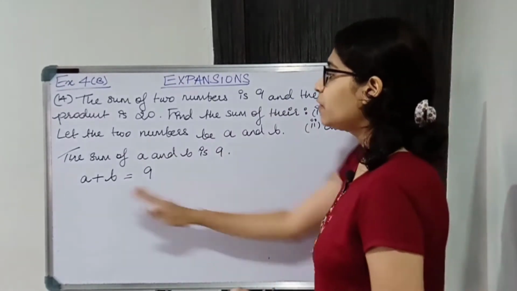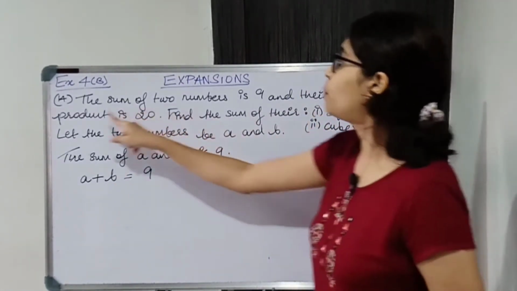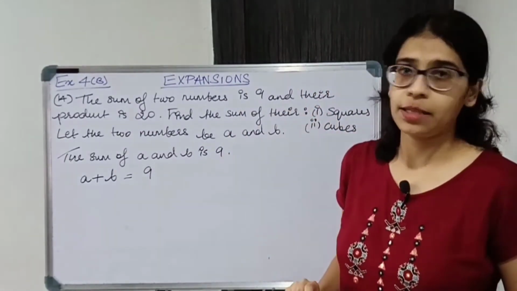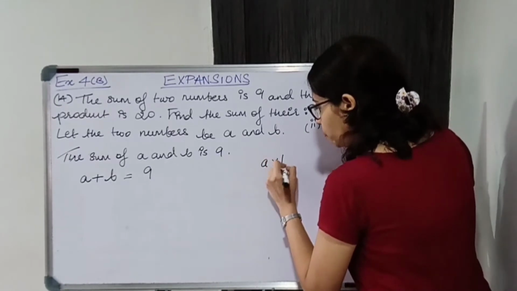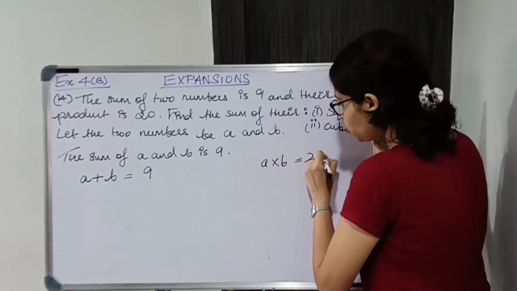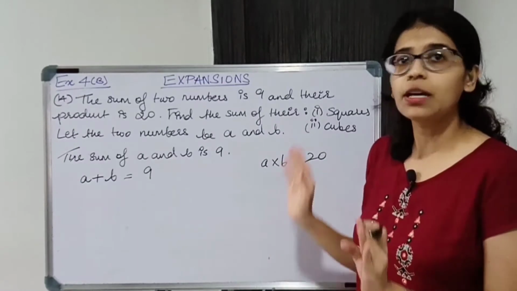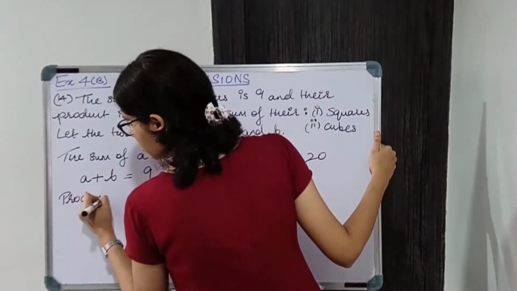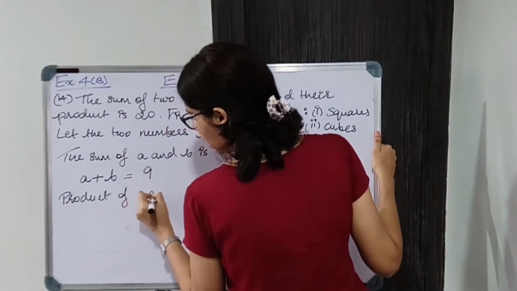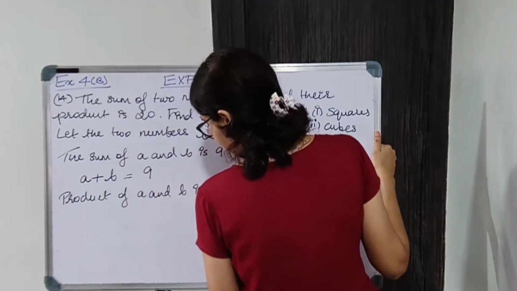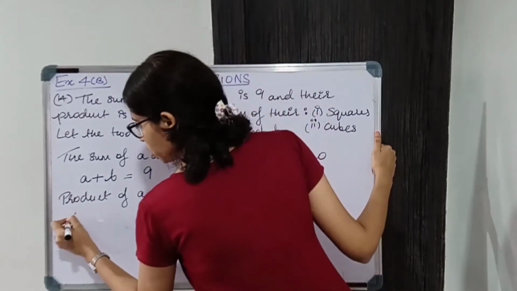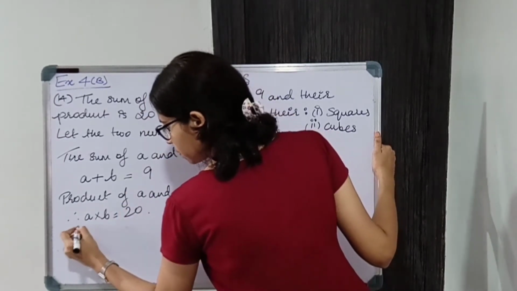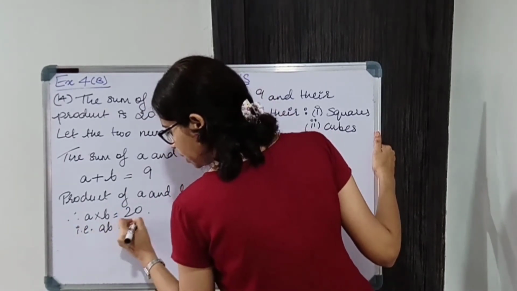Okay, we got this. Now what is the other condition? Their product is 20, meaning the multiplication of the two numbers is 20, that is a into b is equal to 20. Product means multiplication. So the product of a and b is 20. Therefore a into b is equal to 20, that is ab is equal to 20.